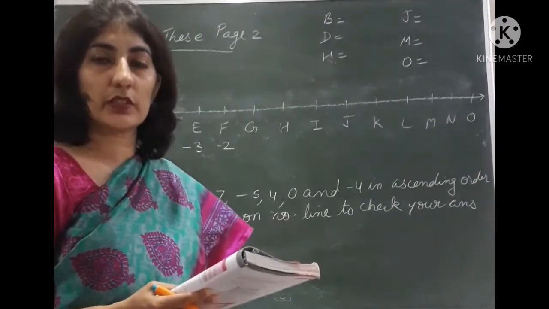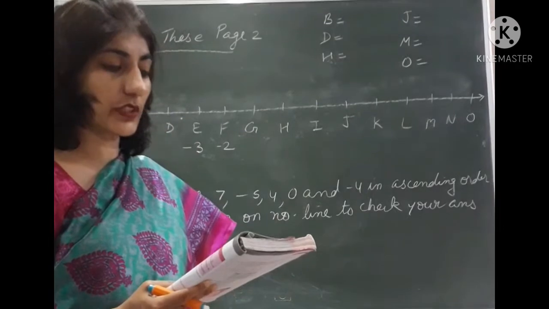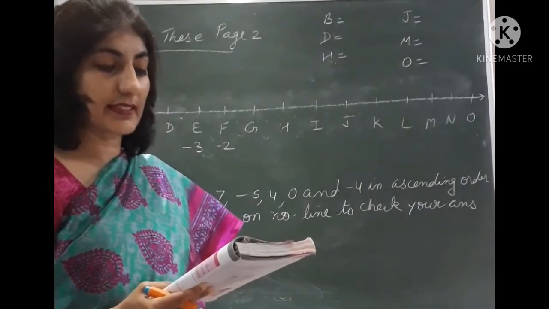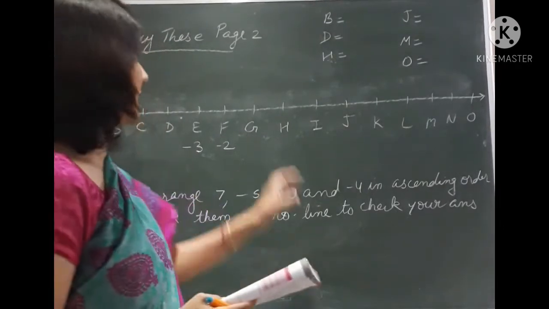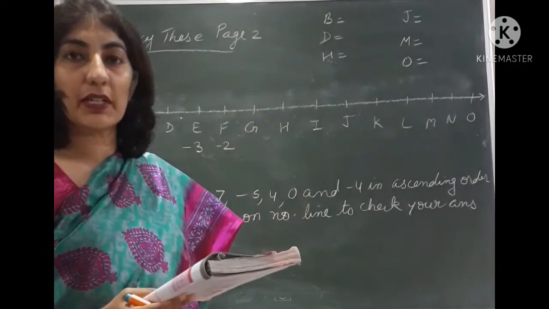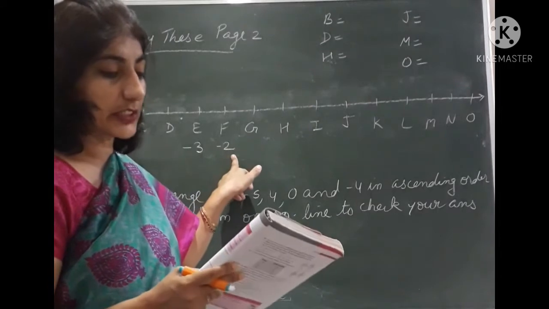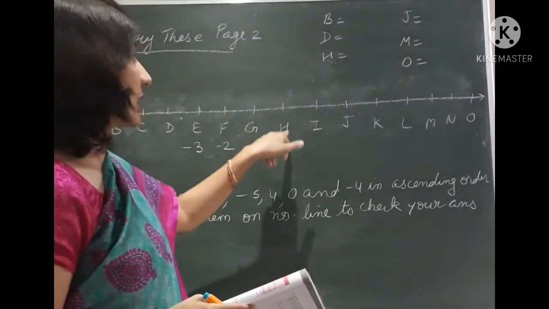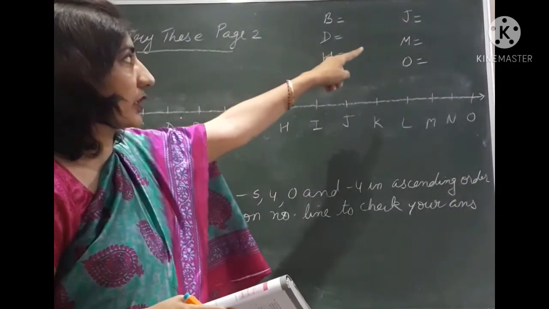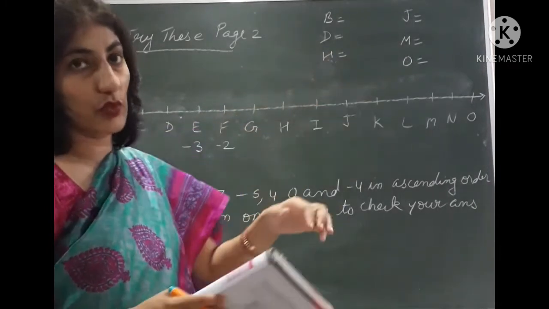Let us do these questions. You can do them in the book only. The first question is, a number line representing integers is given below. See, I have drawn here the number line on which -3 and -2 are marked at point E and point F. Which integers are marked at point B, point D, point H, point J, M and O. So this we have to see.